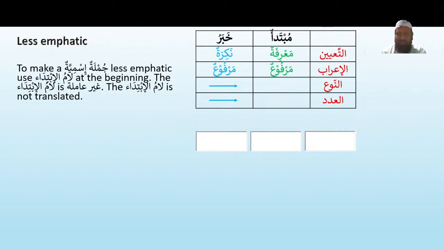So in the chart you can see mubtada and khabar. The i'rab is both marfu. All we need to do is just add lam al-ibtida. Lam is always with the fatha. La. Okay, la. Let's see the example. La zaydun. Because it doesn't do anything to mubtada, mubtada remains the same. La zaydun qa'imun.